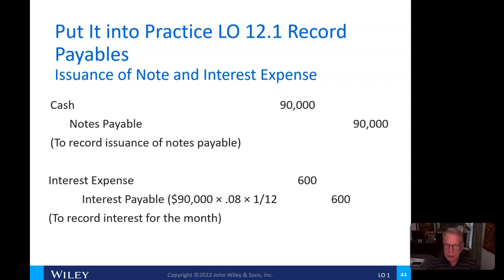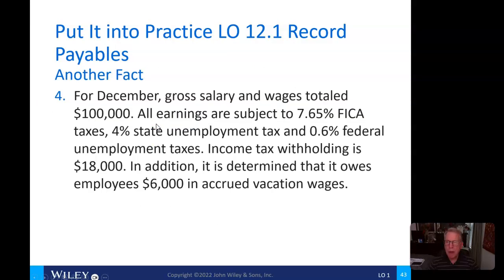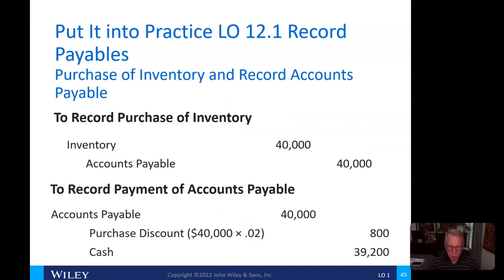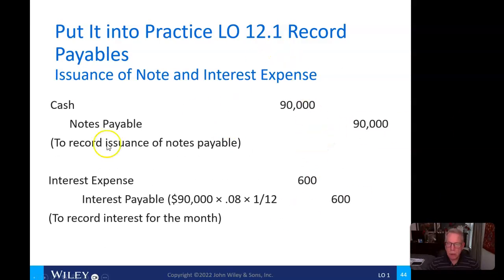All right, so if we issue the notes payable, we're going to receive the cash, $90,000, and credit the liability, notes payable. Go back here, and that's number 1. Number 2, interest expense. We are going to take 90,000 times 8% times 1 month for December and record interest expense, but we haven't paid for it yet, so that's going to be another liability called interest payable to record the interest for the month.